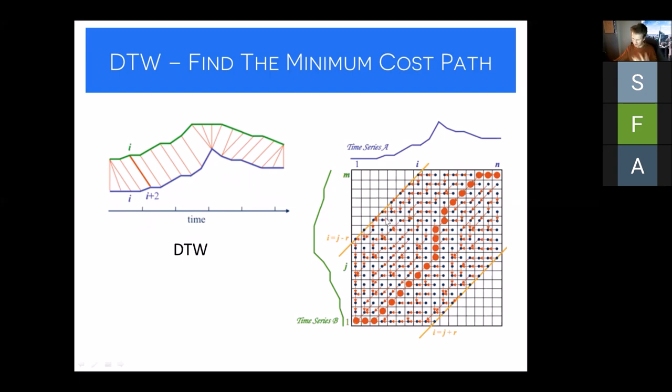It's a dynamic programming approach where you do this. I don't want to go into detail on this, but basically this is time series A and this is time series B, and you compute all these different pairings and you compute the optimum. You find the optimum path through these different pairings, where you compare different time points here and connect them, and then you come up with a path that is optimal, okay? That's basically how dynamic time warping works.